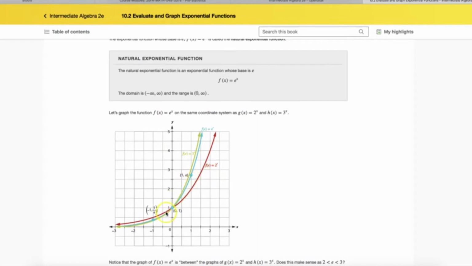But like I said, they actually swap positions, right? The red one is now on top in this second quadrant, and the green one is now on the bottom in the second quadrant, but the blue one is still in between them.